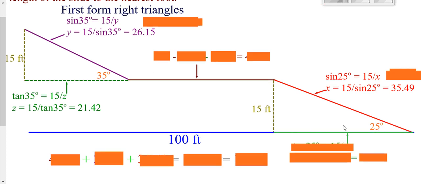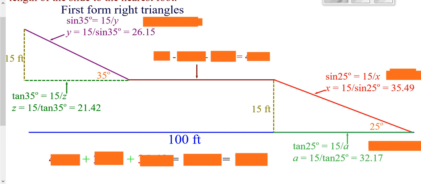Over here, I have my opposite, and I'm dealing with my adjacent. Once again, that would be tangent is equal to opposite over adjacent. Multiply everything by a, and then I'd have to divide by tangent 25 to get my calculator ready form. So from here all the way to here is 100. But this part is 100 minus this green one minus this green one. So that's what I'm going to do. Take the whole horizontal distance minus my two green ones, and that's going to tell me what I have here in the center.